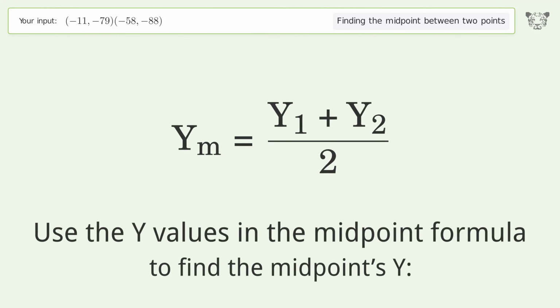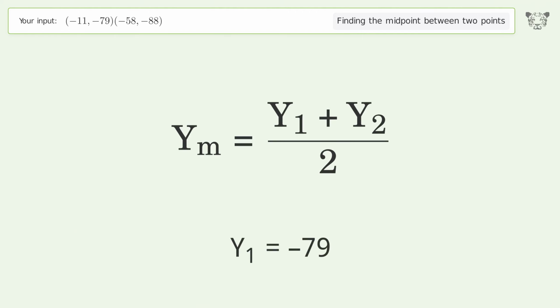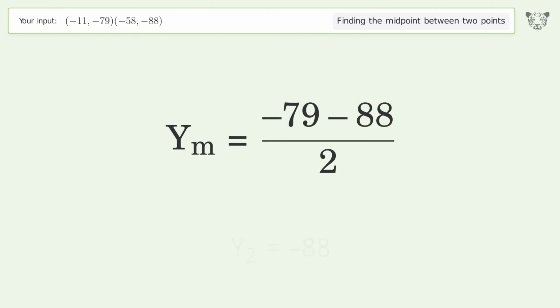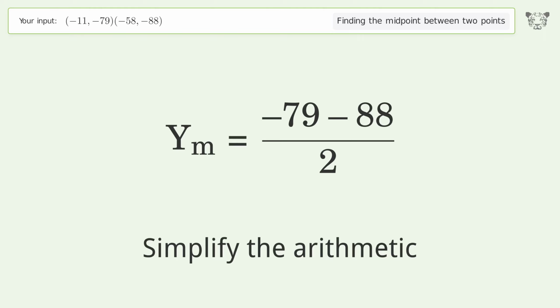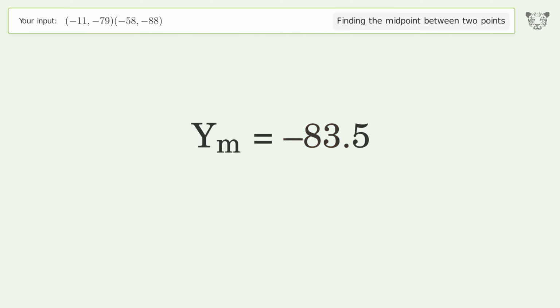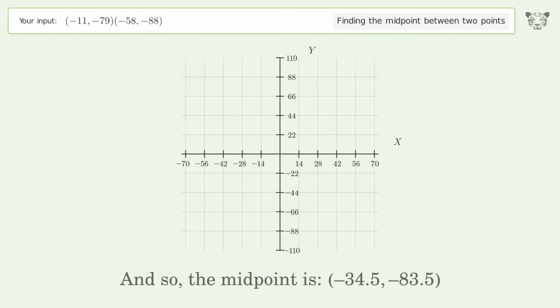Use the y values in the midpoint formula to find the midpoint's y. y1 equals -79. y2 equals -88. Simplify the arithmetic. And so, the midpoint is -34.5, -83.5.